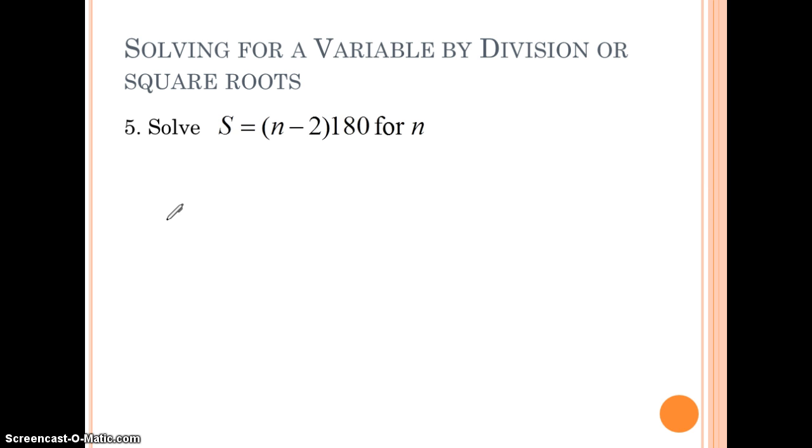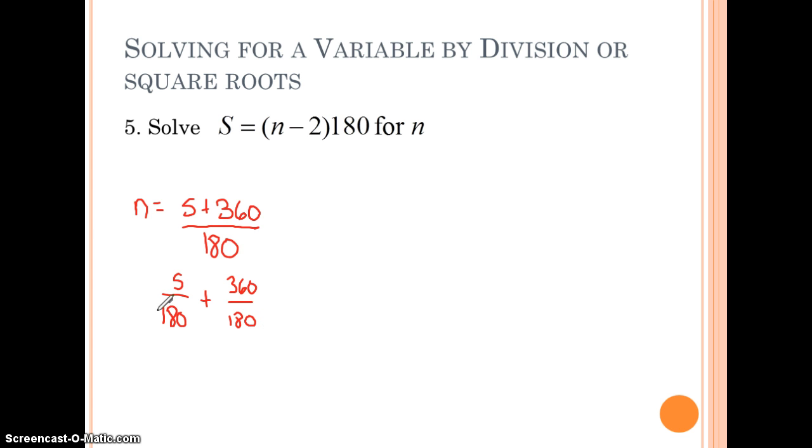All right, one answer that you may have gotten was n equals s plus 360 divided by 180. If you did the distributive property first and got this far, that's pretty good. Now, the only thing is it's not finished yet. Since these two can be reduced, we want to break it apart as s over 180 plus 360 over 180.